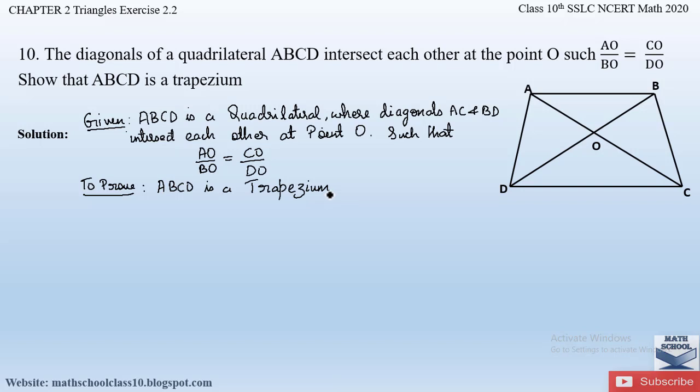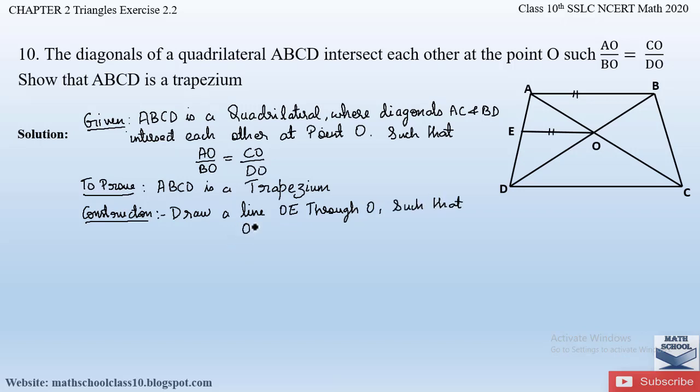Now to prove this, like how we did a small construction in our previous problem, we will do the same construction here. Let us draw a line OE such that it is parallel to AB. So here AB is parallel to OE. Write down construction: draw a line OE through O such that OE is parallel to AB. So this is the construction. Now let us write down the proof. Whatever is given here, let us take it as a hint and let us prove.